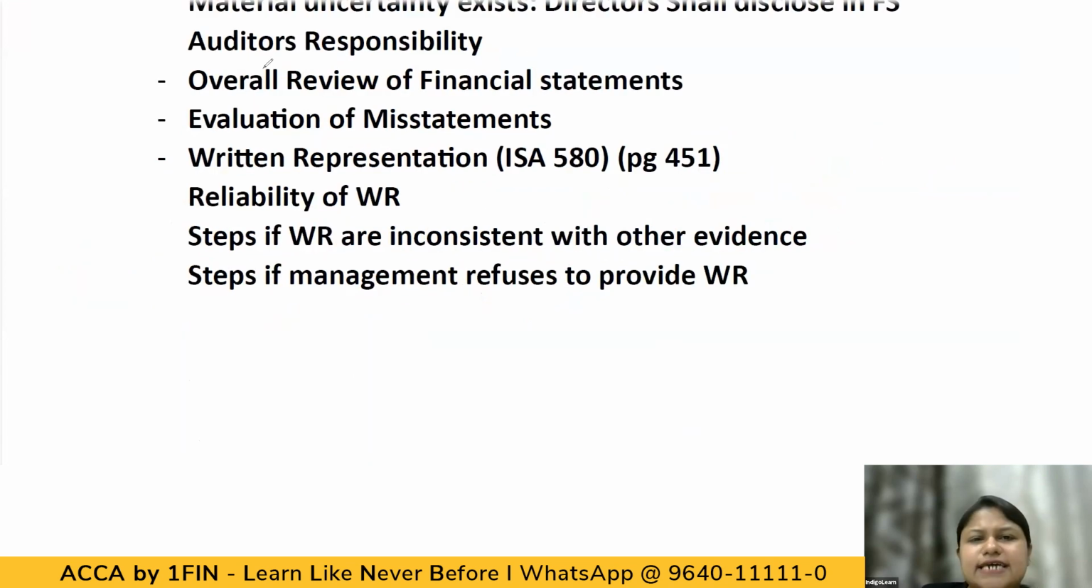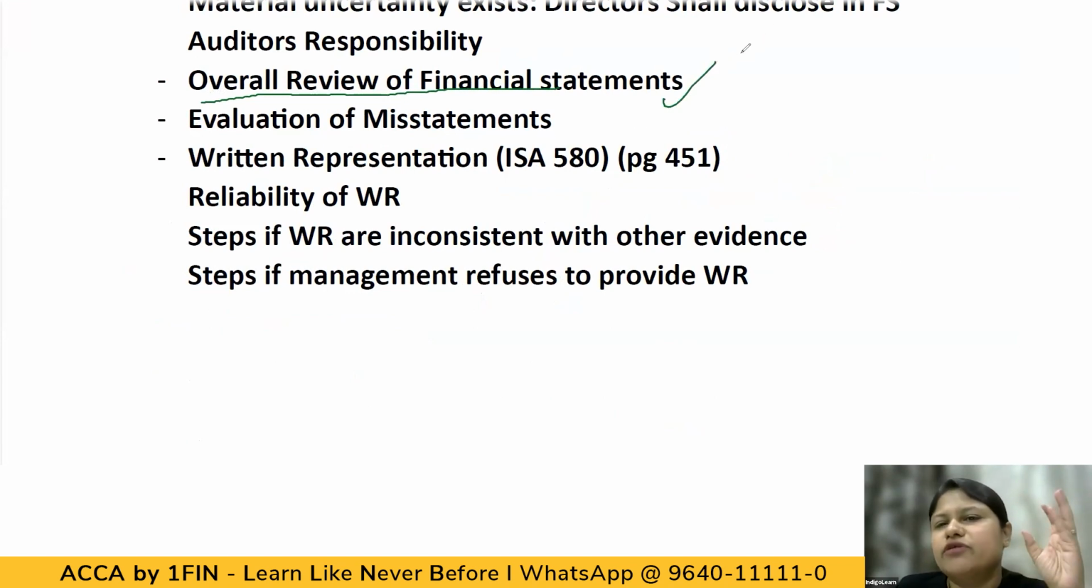Okay, then the next step that is there after you check for subsequent events and the going concern, you talk about overall review of the financial statement. That means even after we finish all of this, that means even after test of control, test of detail, subsequent events we have analyzed, going concern assumption we have checked, even then there are some more things that we have to review. Only then we can say, yeah, we can go to the opinion.